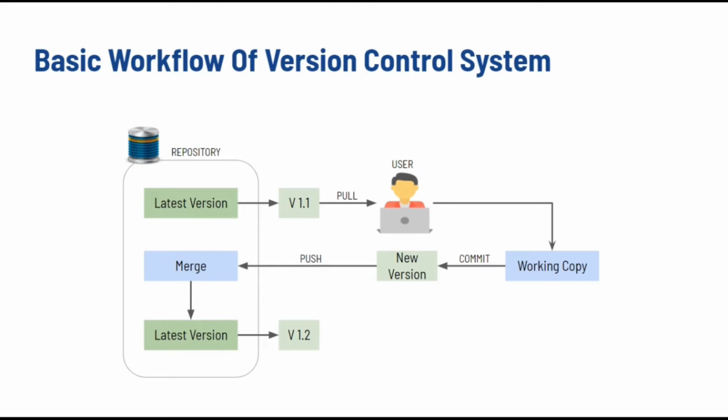After this, the user performs some work on the file and then wants to upload it. The newly saved changes are known as a commit, and the uploading process of this new file is called push. Now, this newer version of the file is uploaded in the repository. The version control detects it as an updated version of the file and saves it as v1.2 in the repository.